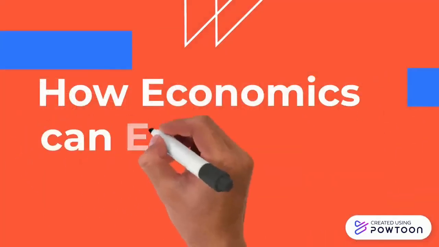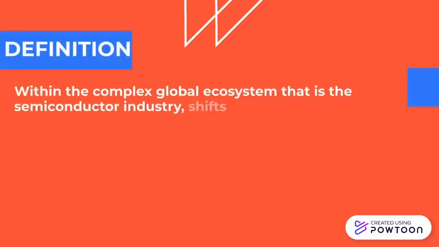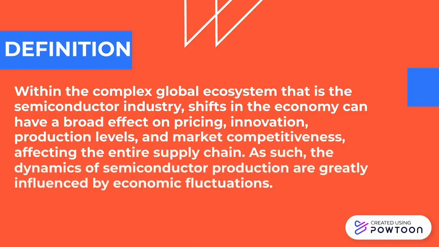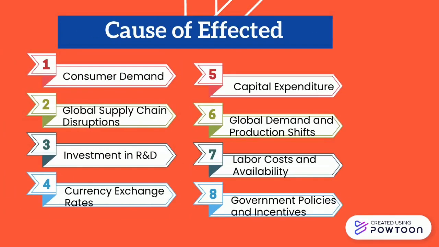I will explain how the economy can affect semiconductors. Definitions. Within the complex global ecosystem that is the semiconductor industry, shifts in the economy can have a broad effect on pricing, innovation, production levels, and market competitiveness. Factors affected: cost, consumer demand, global supply chain restrictions, investment in R&D, currency exchange rate, capital expenditure, global demand and production shift, labor cost and availability, government policy and incentive.